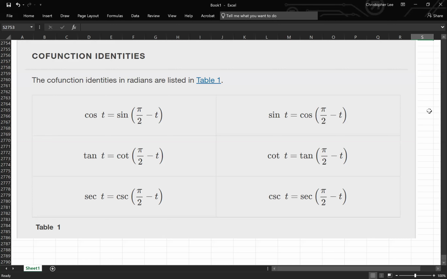Cosine of t is equal to sine of pi over 2 minus t. Sine of t is equal to cosine of pi over 2 minus t. Tangent is equal to cotangent of pi over 2 minus t. Cotangent is equal to tan of pi over 2 minus t. Secant of t is equal to cosecant of pi over 2 minus t. And cosecant of t is equal to secant of pi over 2 minus t. There you go. Those are your cofunction identities.